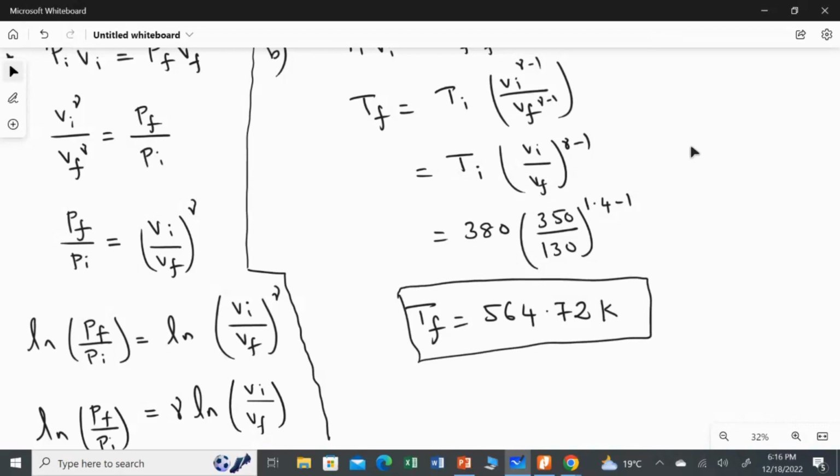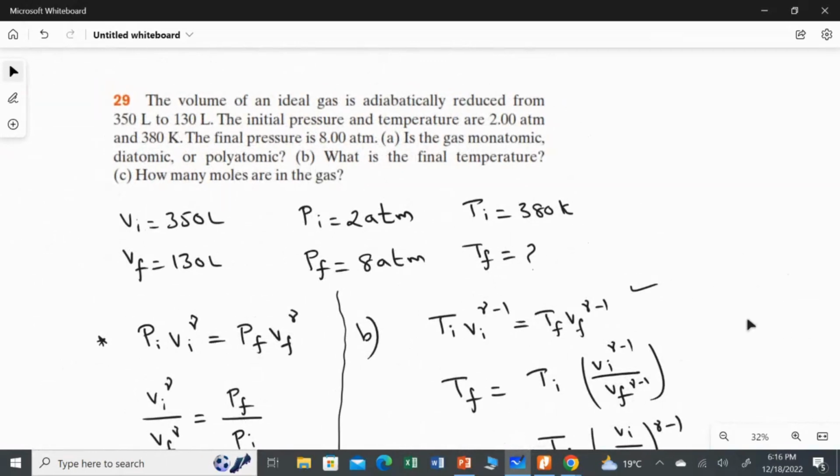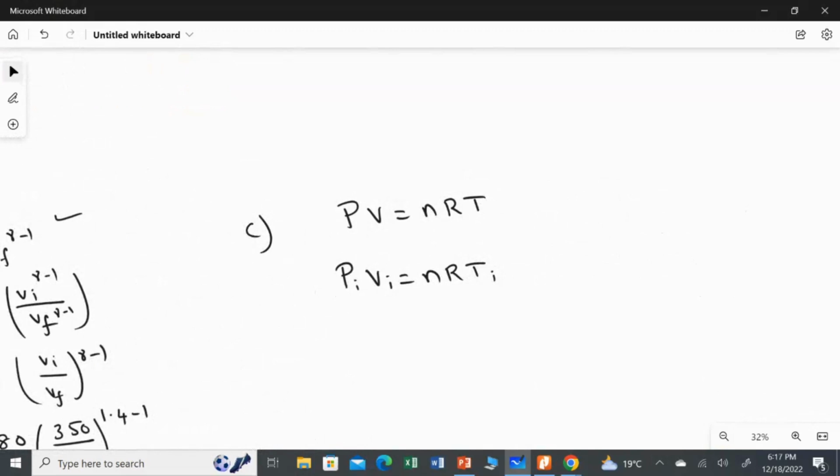Now we have to answer the third part, how many moles are in the gas. So here we can use the ideal gas equation. As we already know, the equation for the ideal gas is PV equal to nRT. You can use either the initial condition or the final condition. So now I am going to use this equation for the initial condition: P_I V_I equal to nRT_I. Or if you want to use the final condition, no problem, you'll get the same answer.